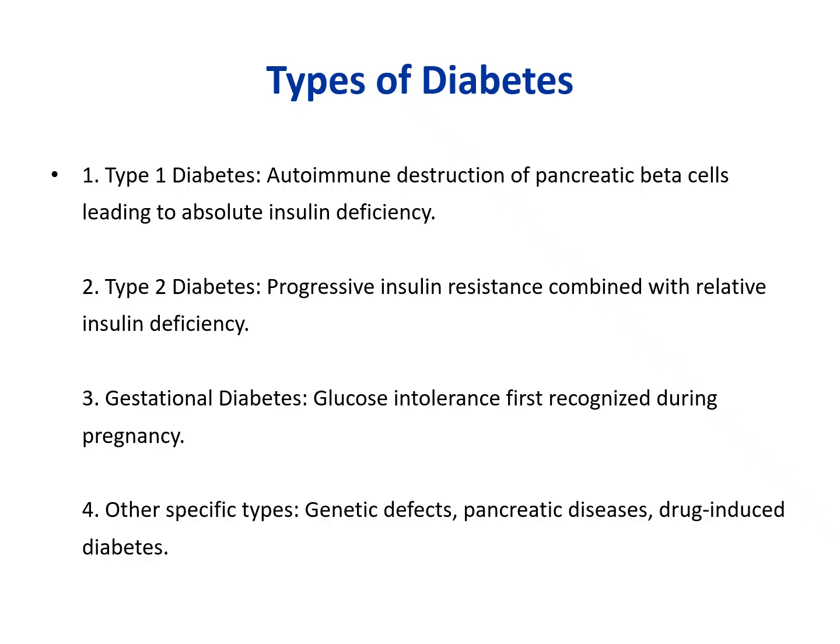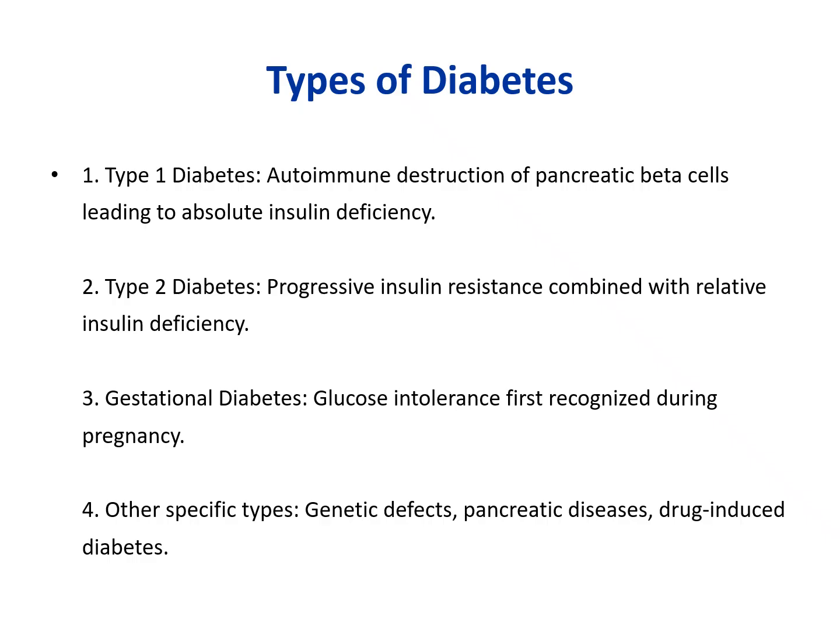So there are a few types of diabetes mellitus which we need to learn. There are mainly type 1 and type 2 diabetes mellitus, which are more significant, and there are other types of diabetes mellitus also present, known as gestational diabetes mellitus, which is usually seen in pregnant women during pregnancy, and other types which occur due to genetic defects or pancreatic diseases or drug induced diabetes mellitus.